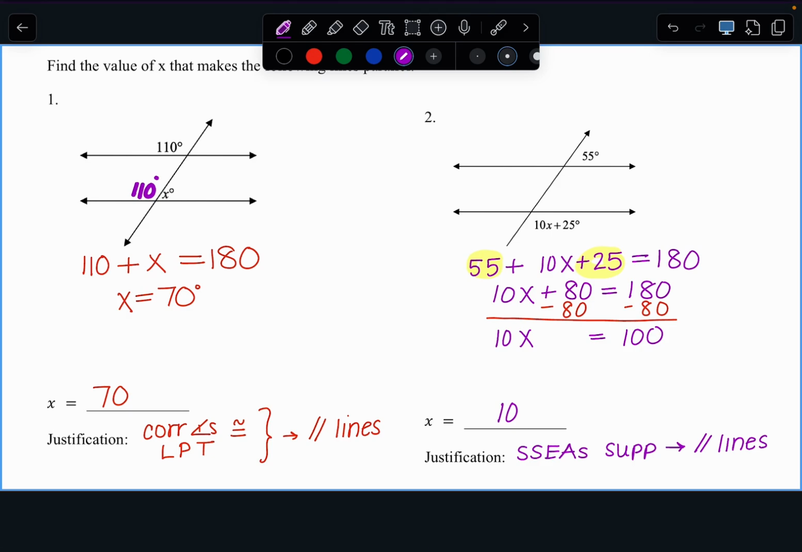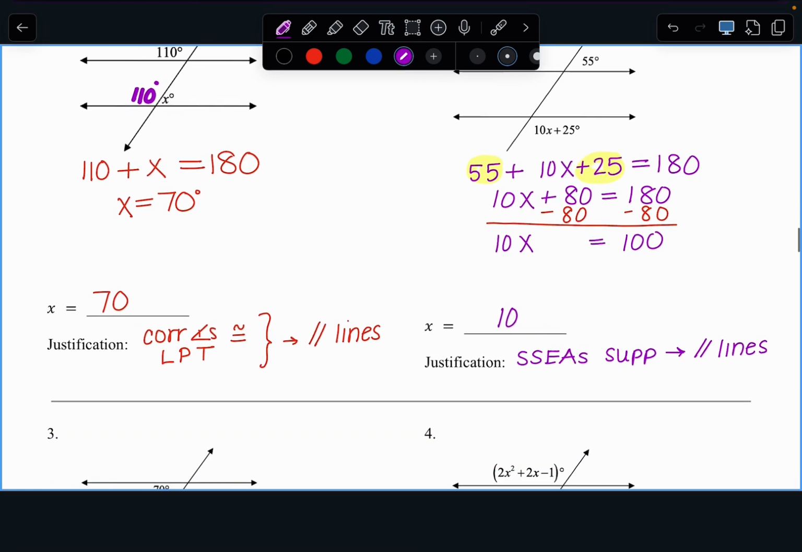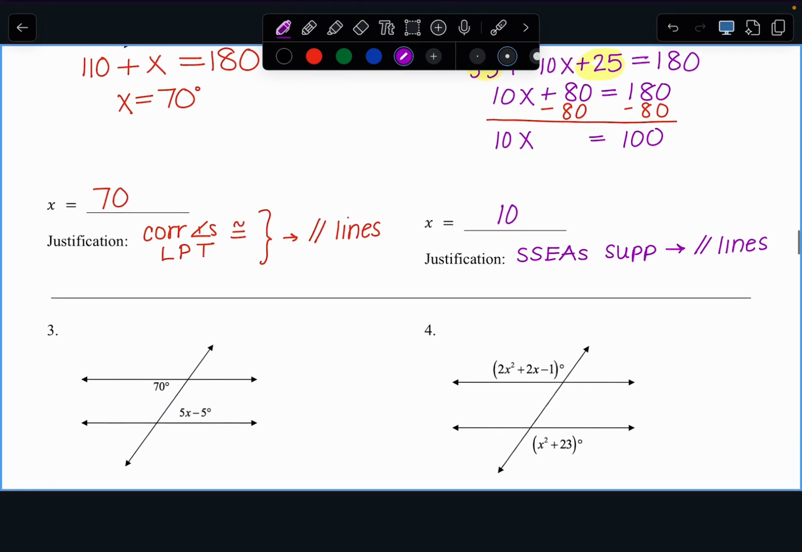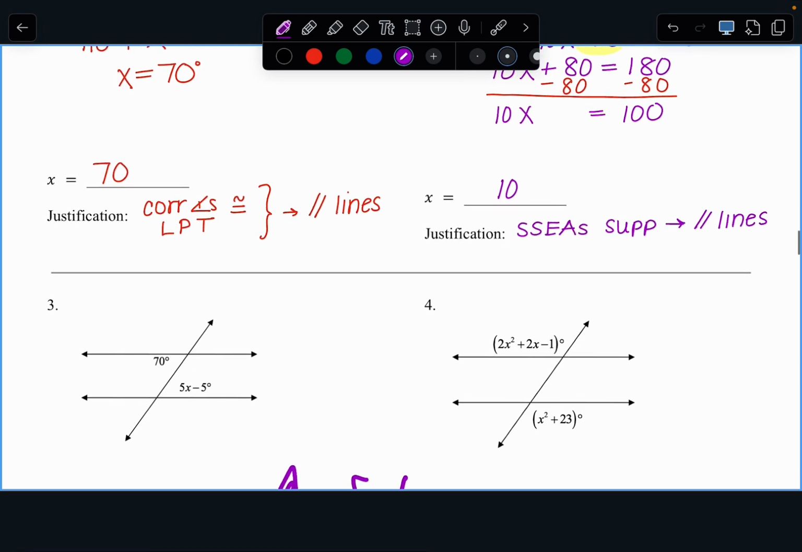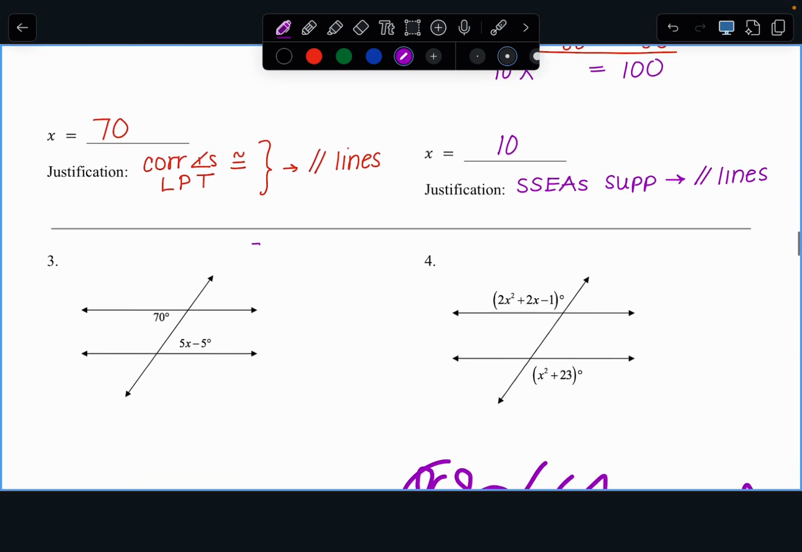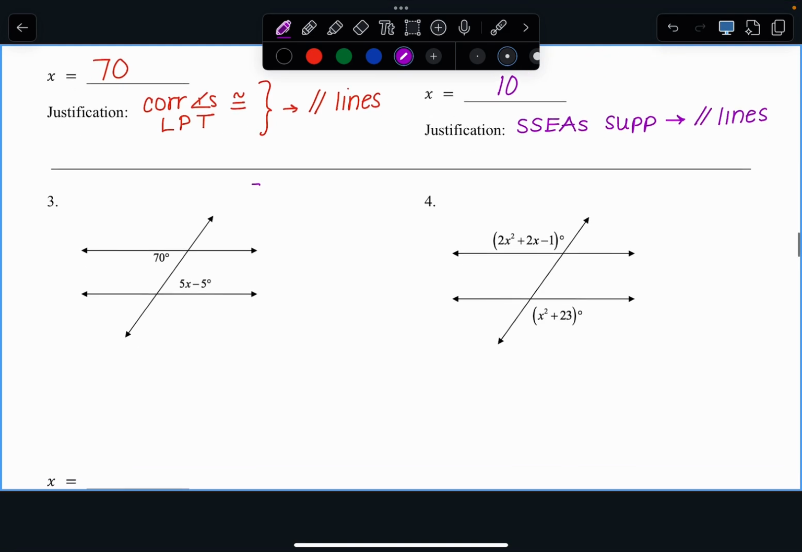Okay. Number 3. Look at the relationship between those two angles. What is that relationship? Alternate interior angles. Good. We know that alternate interior angles are equal to one another. So here, we know that 70 equals 5x minus 5.